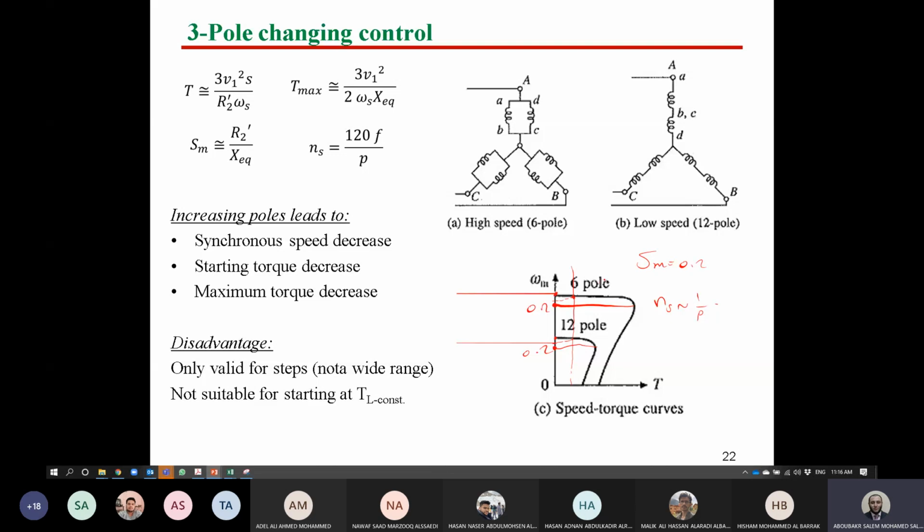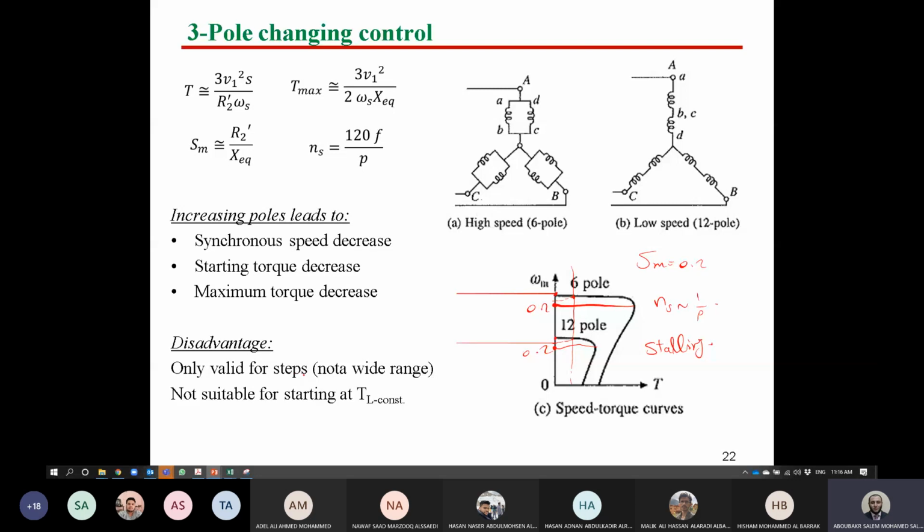Why? Because if you have constant load torque, you will find that the maximum torque may be less than the value of constant load torque. And this is called stalling of the machine. Stalling means the machine characteristic has been changed and the torque became higher than maximum torque. So the motor cannot drive the load anymore. So the drawback here is only one.